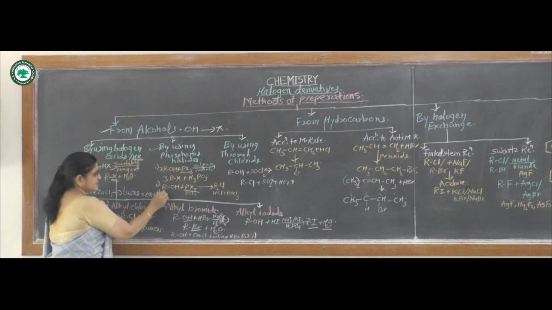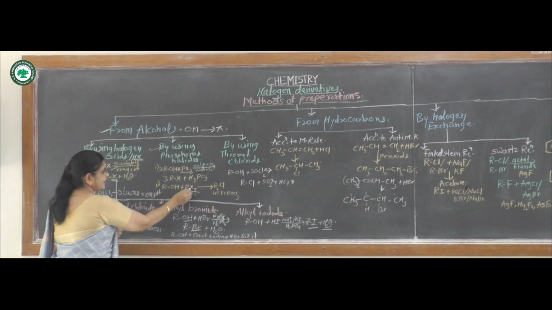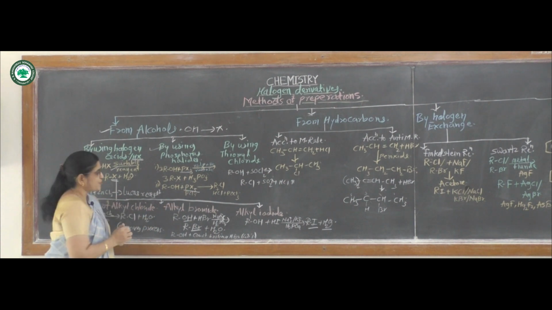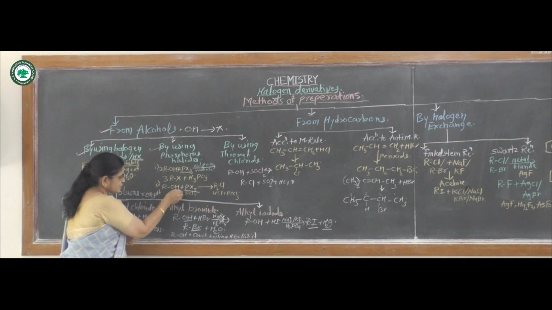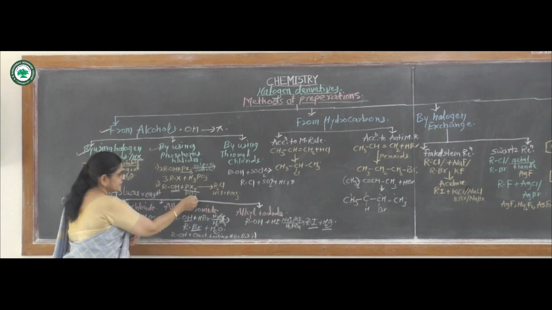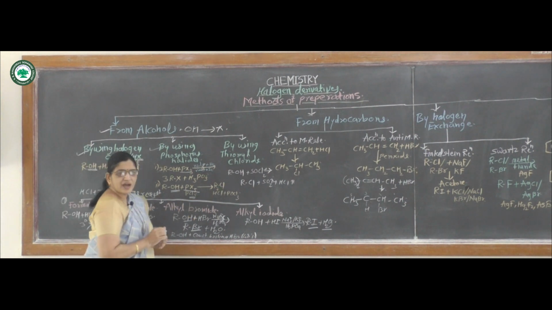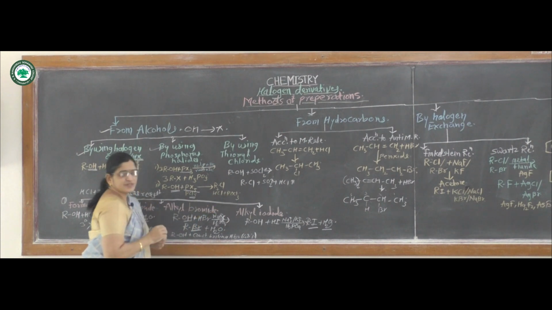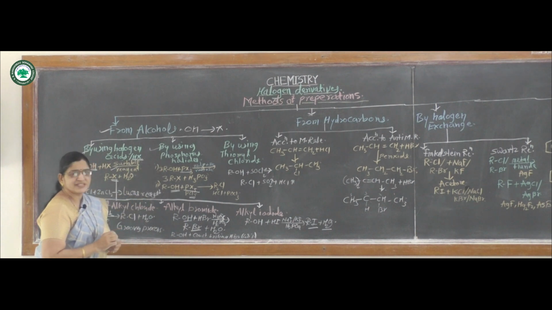Then the second reaction, the reaction with phosphorus pentachloride. The general reaction is ROH, alcohol, plus PX5. One example is PCl5, phosphorus pentachloride. If it reacts with phosphorus pentachloride, again the OH group gets replaced by one chlorine atom of this PCl5 and it gives alkyl chloride, that is RCl plus HCl plus POCl3. In this way, this is the second method, by using phosphorus halides.